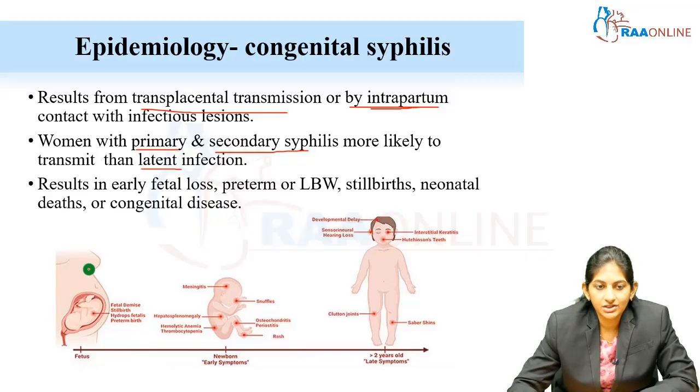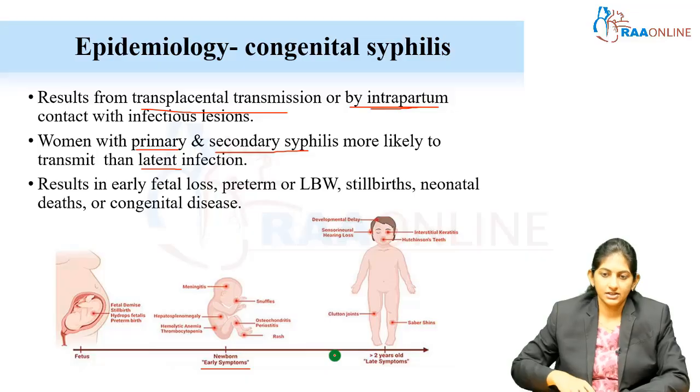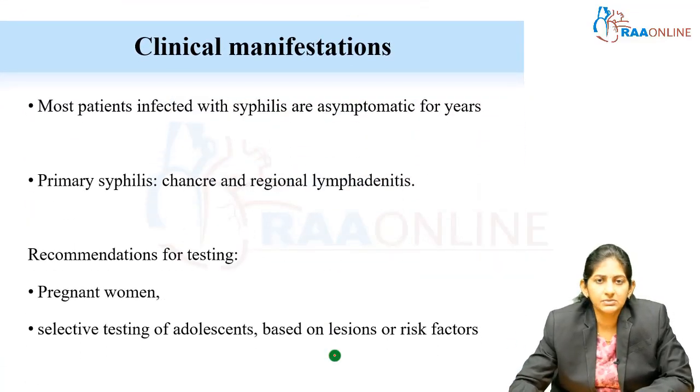Once the infection is transmitted transplacentally, the fetus gets infected, and it can cause intrauterine death, stillbirth, hydrops fetalis, preterm birth or IUGR. Once after delivery, the newborn can get early symptoms. Early symptoms means in the first 2 years the symptoms can occur, and more than 2 years it is called late symptoms. Most patients with syphilis stay asymptomatic for years.